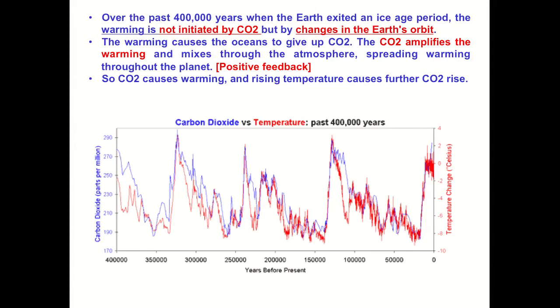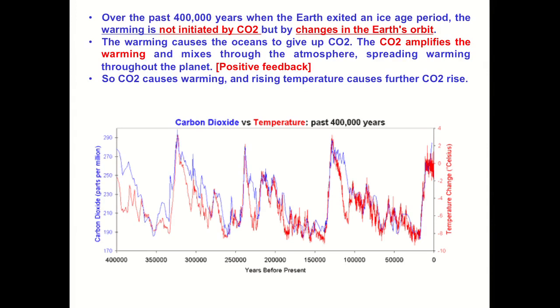Okay, talking a little bit about the perturbation and the feedback. Of course, we have to think a little bit about timescales. Remember we said over the last 450,000 years, when the Earth exited an ice age period, the warming was not initiated by CO2. It was initiated by changes in the Earth's orbit and hence the incoming solar radiation. That warming eventually causes the oceans to give up more CO2 to the atmosphere. That CO2 amplifies the warming, which eventually mixes through the atmosphere. So that's our positive feedback.